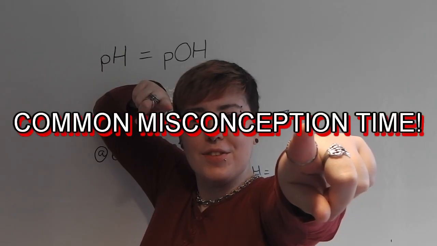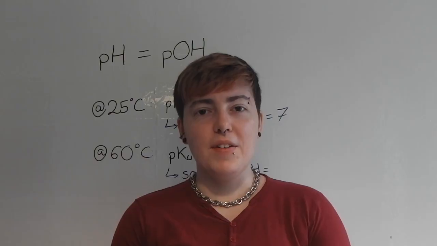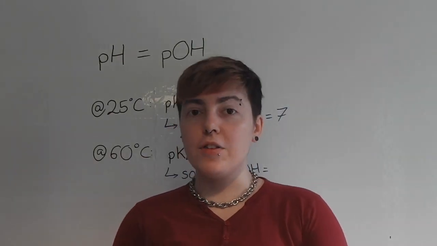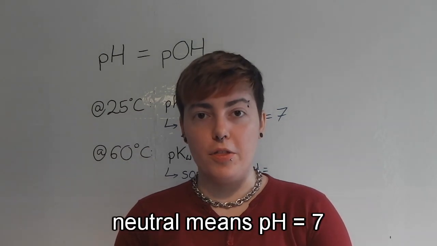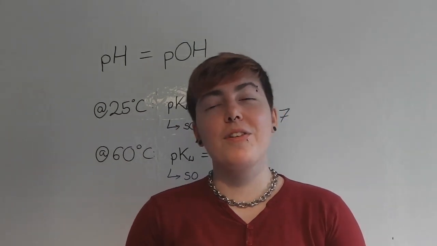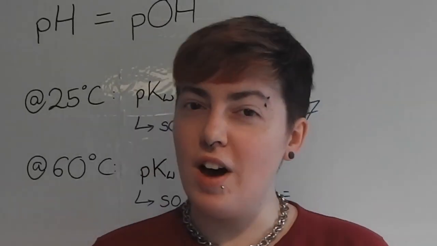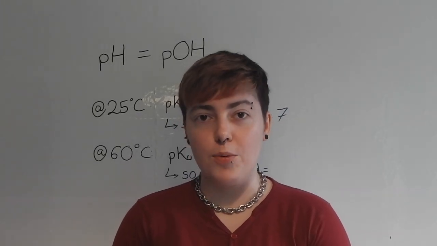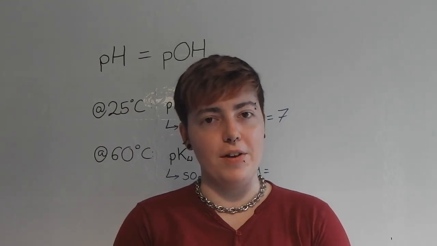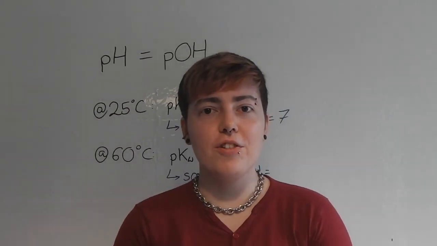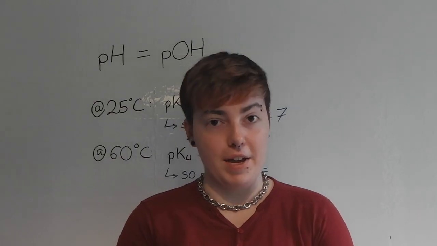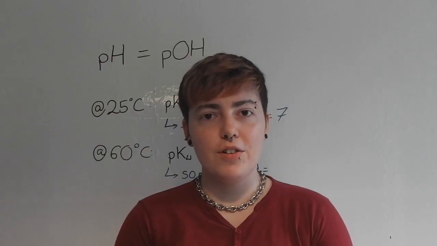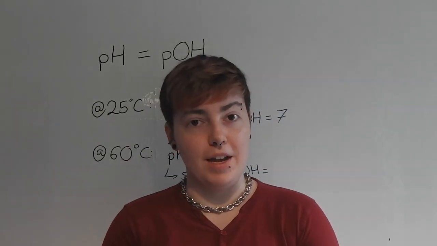Gorgeous. It's common misconception time! If you've learned anything about pH in the past, you've probably learned that a neutral substance will have a pH of 7. And that's kind of true, but it's kind of not. So water is a neutral substance, and at 25 degrees, water does have a pH of 7. However, the definition of neutral is not that the pH is 7.